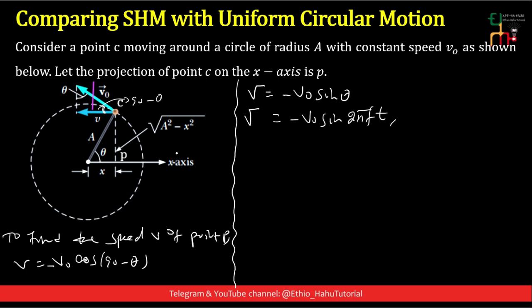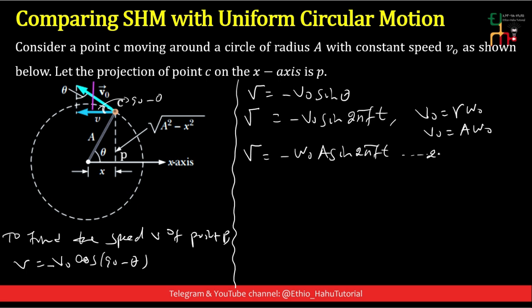From the relationship between linear quantity and angular quantity, v naught is equal to r times omega naught. This implies v naught is equal to A, the radius of the circle, times omega naught. Therefore, for v naught, substitute A times omega naught. v is equal to minus omega naught times A sine of 2 pi f t. This is our second equation.